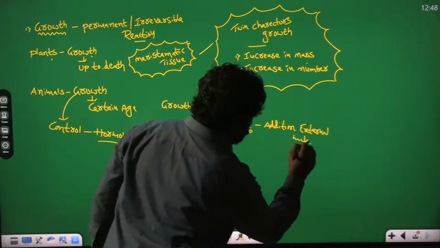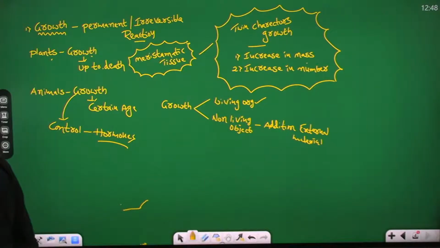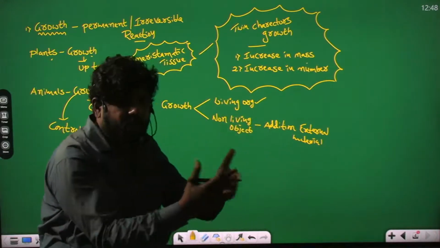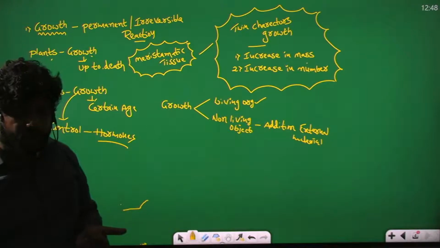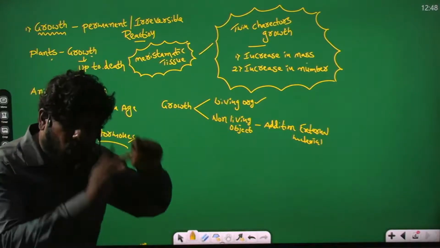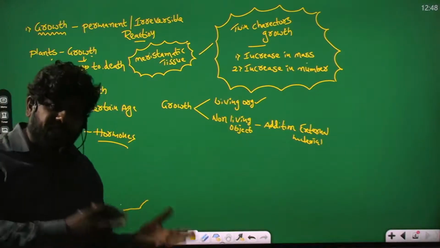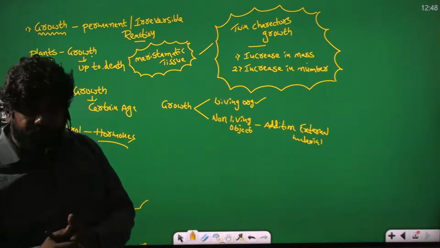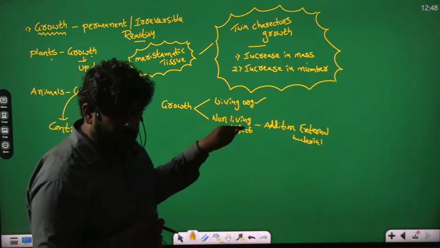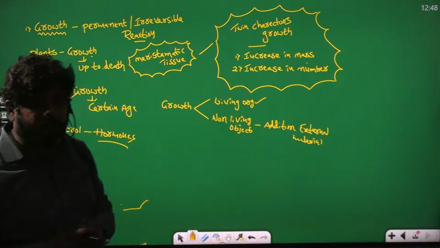By addition of external material, non-living objects also show growth. For example, if growth were reported only in living organisms, then we could use it as a defining property. But here, growth is reported not only in living but also in non-living objects. Why? How do non-living objects show growth? By addition of external material.